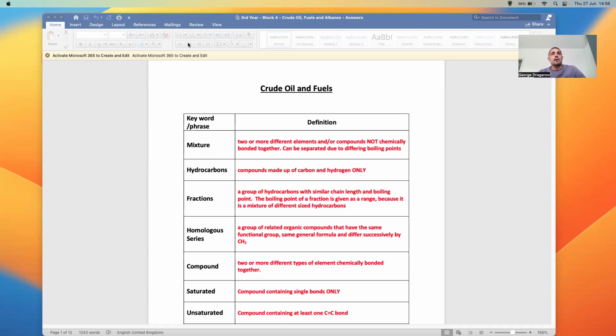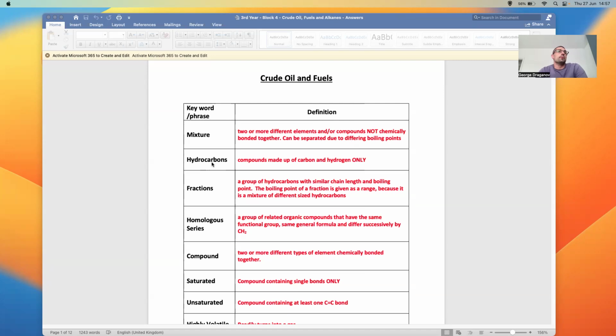Now, the first part of all of this is, what is organic chemistry? Well, organic chemistry is the study of carbon. As simple as that. Compounds containing carbon. In particular, we're going to be looking at hydrocarbons over the next few lessons on the alkanes and alkenes. In order to do that, we need to start with crude oil, what it is and how it is separated using fractional distillation. So to begin, I'd like to just introduce these definitions.